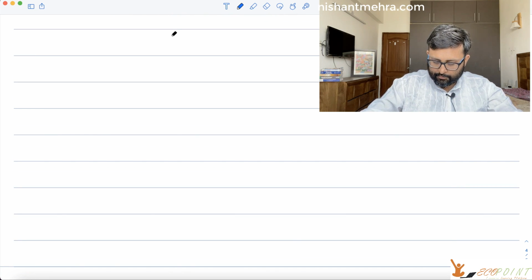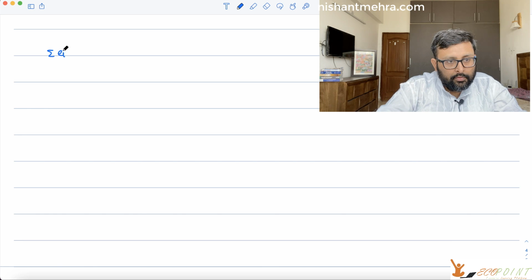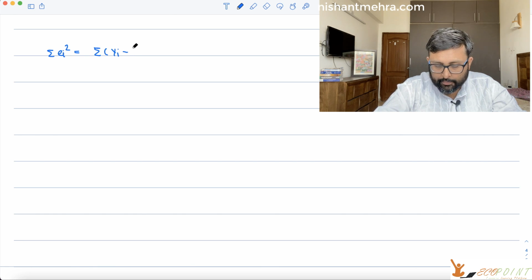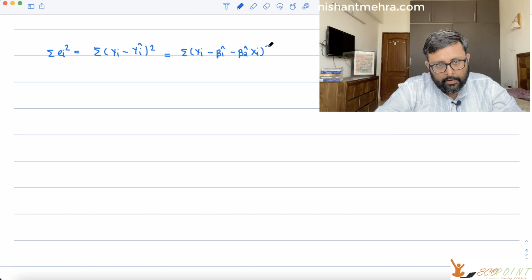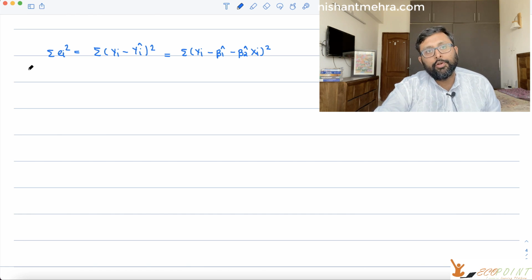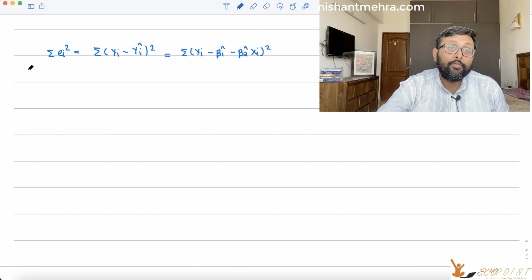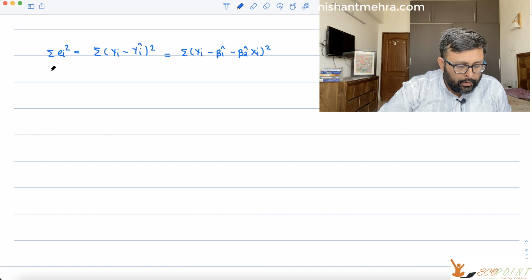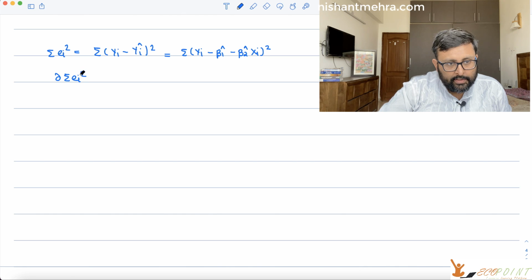Okay. So what do we have? We have summation of ei square, summation of yi minus yi hat whole square. That is summation of yi minus beta 1 hat minus beta 2 hat xi whole square. That's what you do. You need to choose beta 1 hat and beta 2 hat which are going to minimize this error sum of squares, the residual sum of squares. So what do you do? We'll be minimizing this.